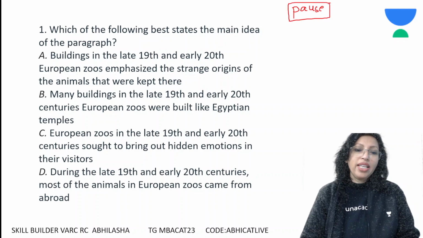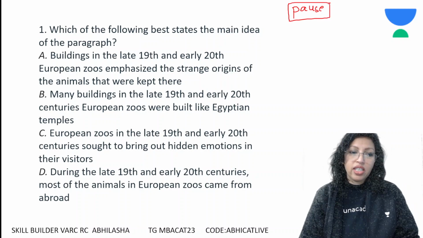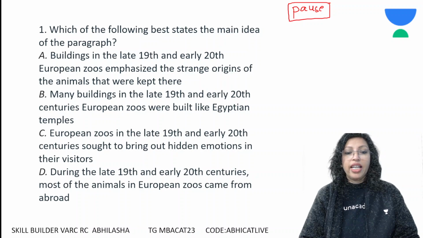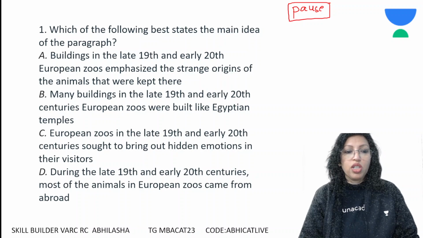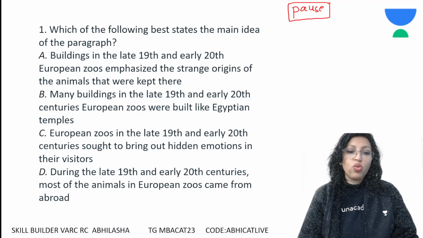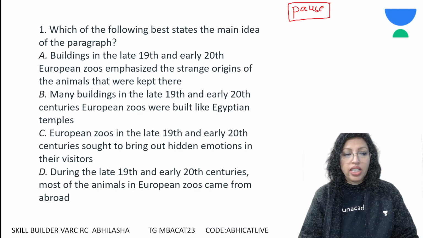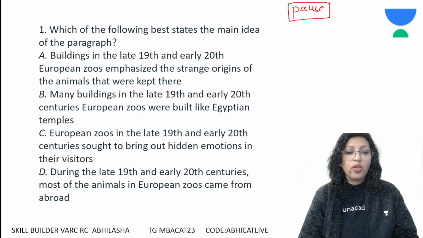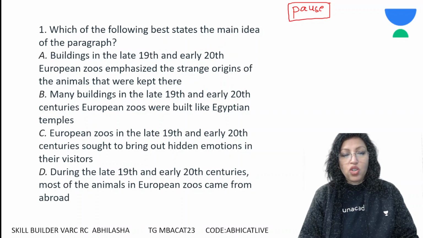Now the options. Buildings in the late 19th and early 20th century European zoos emphasize the strange origins of the animals that were kept there. Many buildings in the late 19th and early 20th century European zoos were built like Egyptian temples. European zoos in the late 19th and early 20th century sought to bring out hidden emotions in their visitors. And during the 19th and early 20th centuries, most of the animals in the zoos came from abroad.